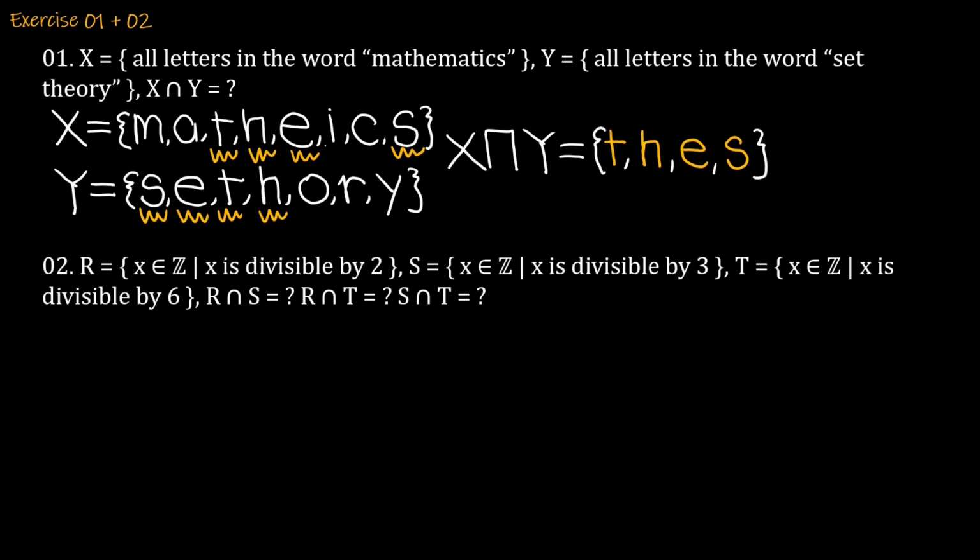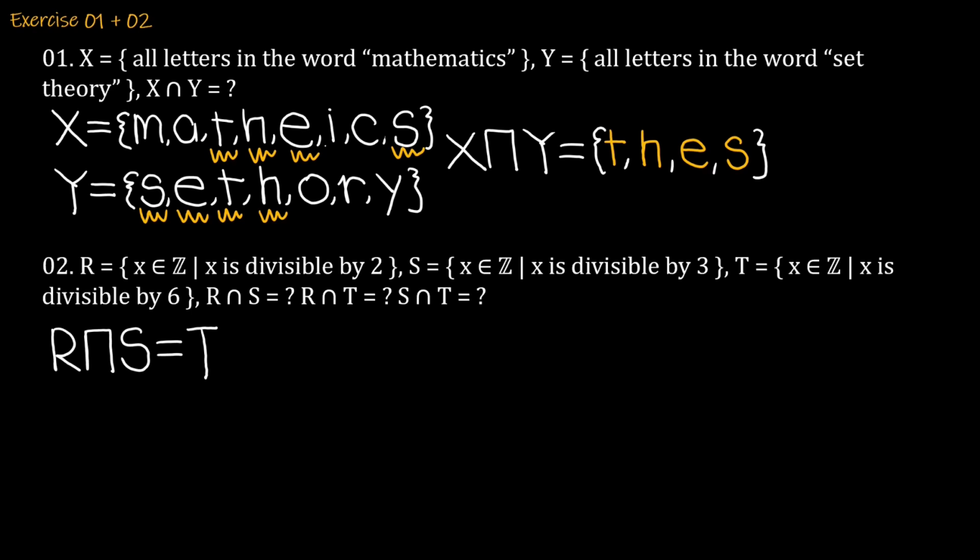Let's first consider R intersects S. There are integers that could be divisible by both 2 and 3, which means they should also be divisible by 6. So the intersection of R and S contains integers that are divisible by 6, which is set T.